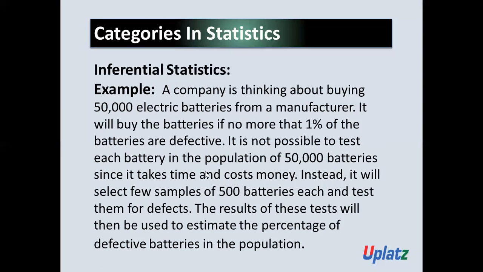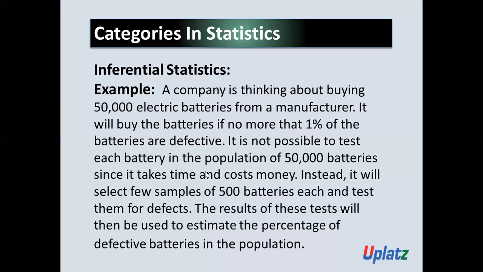Okay, but in case of inferential statistics, this is the example. Suppose a company is thinking about buying 50,000 electric batteries from a manufacturer. It will buy the batteries if no more than 1% of the batteries are defective. Since it is not possible to test each battery in a population of 50,000 batteries, because it is going to take time and it is also going to cost money.